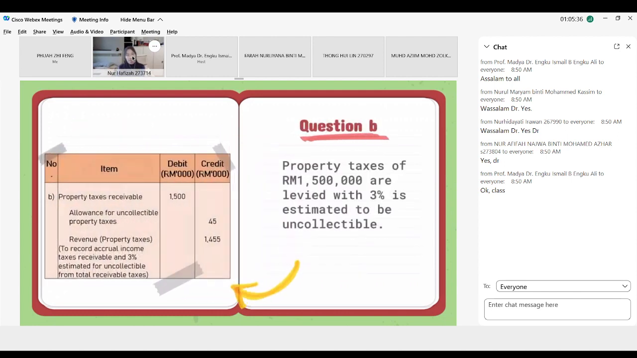So the next transaction is about property taxes with an uncollectible percentage of 3%. So the journal entries to record the accrued income taxes will be 1.5 million ringgit debited in the property taxes receivable account, and 97% of the 1.5 million ringgit, which amounts to 1.455 million ringgit, will be credited in the revenue account of property taxes as it is collectible. So the remaining 3% that is uncollectible, which amounts to 45,000 ringgit, will be credited in the allowance for uncollectible property taxes account.